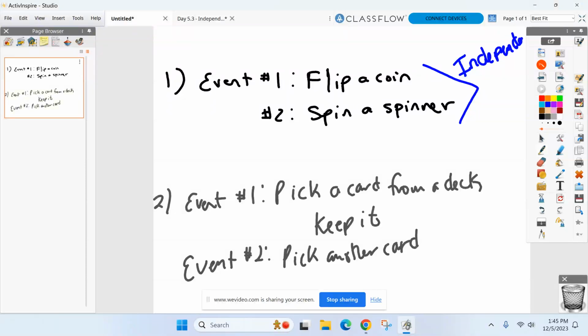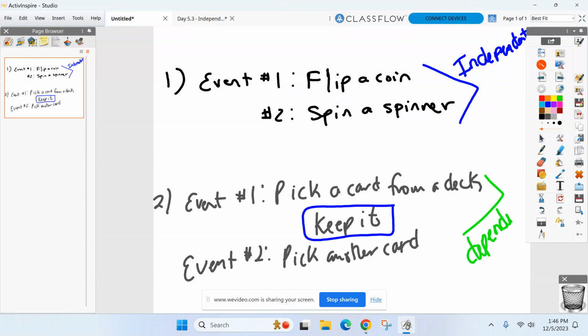And we consider them independent because the first event, flipping a coin, has no effect on the outcome of spinning a spinner. Versus, now take a look at my second selection of events. My first event is picking a card from a deck, standard deck of 52. I keep that card and don't put it back. And then I pick another card. These two would not be independent. They'd be what we call dependent.